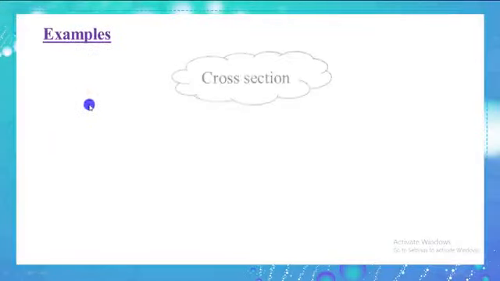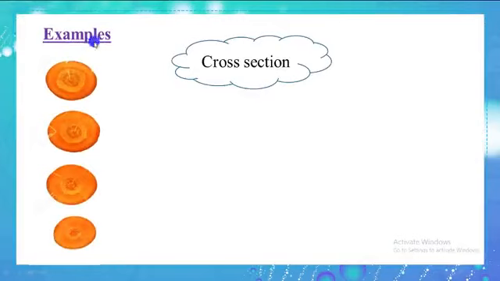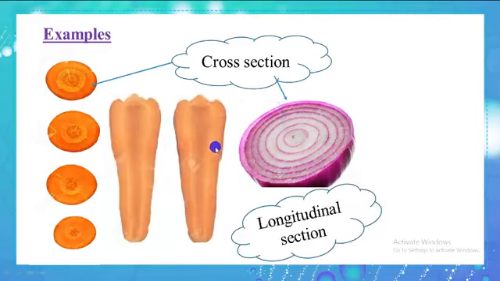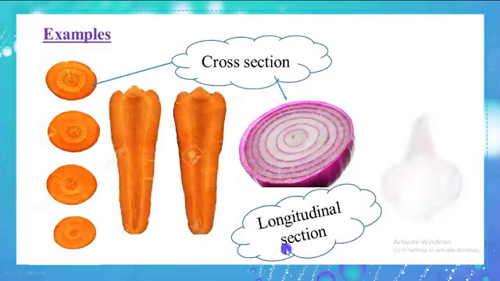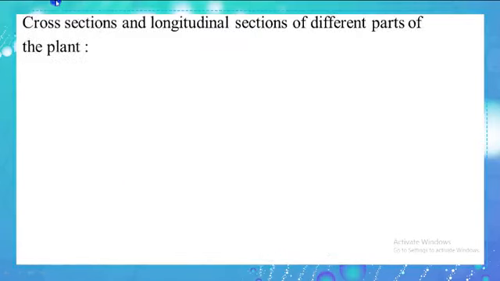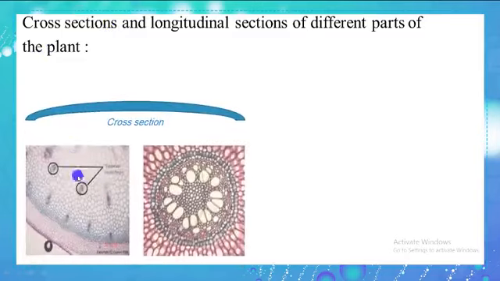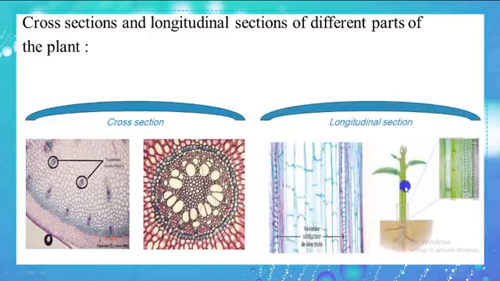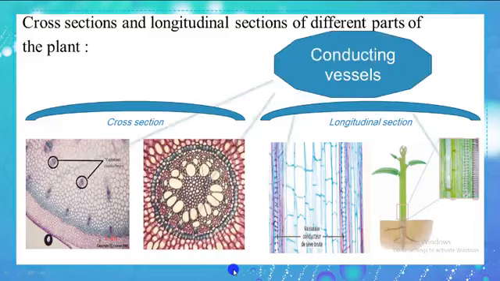Here are some examples. Here we have cross-sections of a carrot and a cross-section of an onion. And this is a longitudinal section of the carrot, and this is the longitudinal section for the onion. Cross-sections and longitudinal sections of different parts of the plant. Here, this is a cross-section, as you see, when we make a cross-section and observe it under the microscope. Here is a longitudinal section. Here in these sections, you can see clearly the conducting vessels.